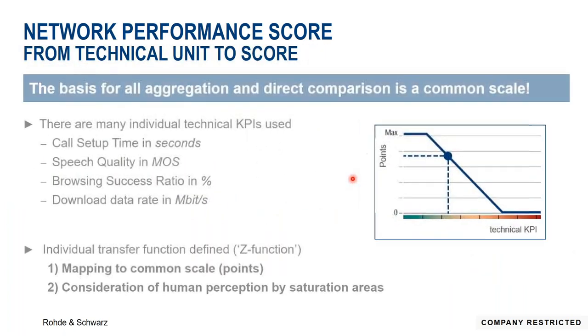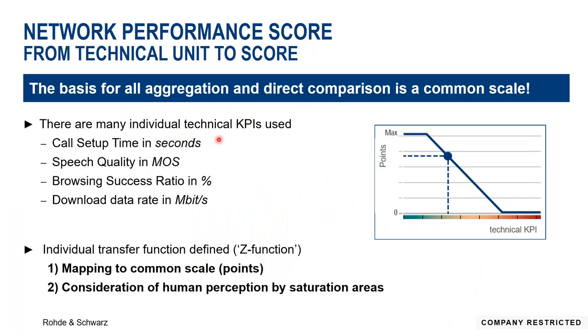Okay, so from this point, you can see that, like I mentioned, each individual KPI is used in the different categories for the score that we are looking at. Call setup time in seconds, for example. Speech quality, if we are talking about calls, in MOS, a MOS score between 1 to 5 to see how good the voice quality is. Then of course there is the browsing success ratio, whether it's successful, how many percent it is. Then there is the thing that is most important for most people here, download rates: how fast are we downloading a certain website or certain files. All these different technical KPIs are mapped into a common scale, which is over here. You can see there's a common scale with different points. And then of course we are taking into consideration human perception. What does that mean? I will be going to that in the next slide.